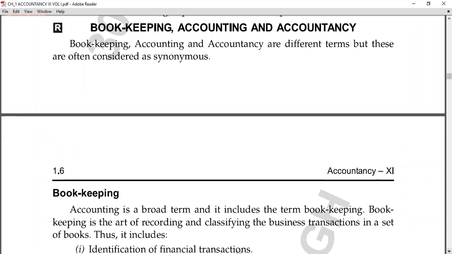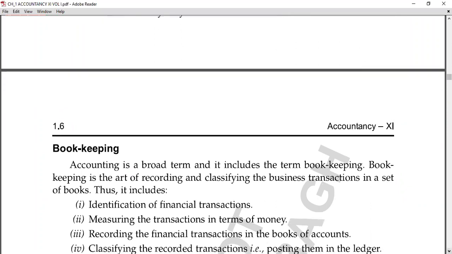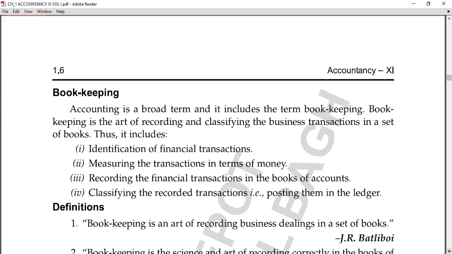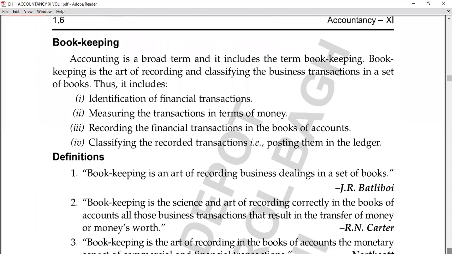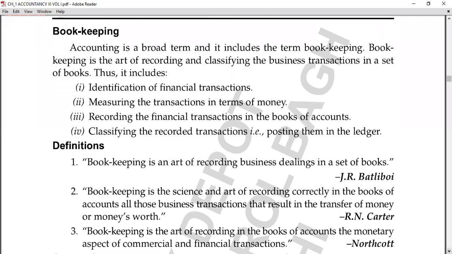तो आपने जो heading लिख रखा है अपनी कॉपी में meaning of bookkeeping, उसमें लिखना शुरू करेंगे. Bookkeeping means recording and classifying.